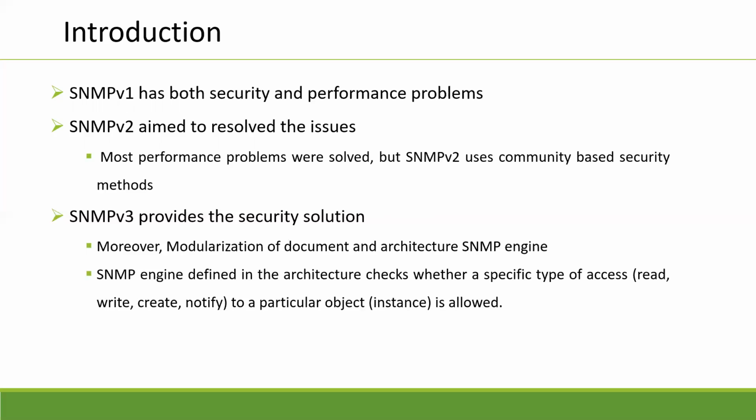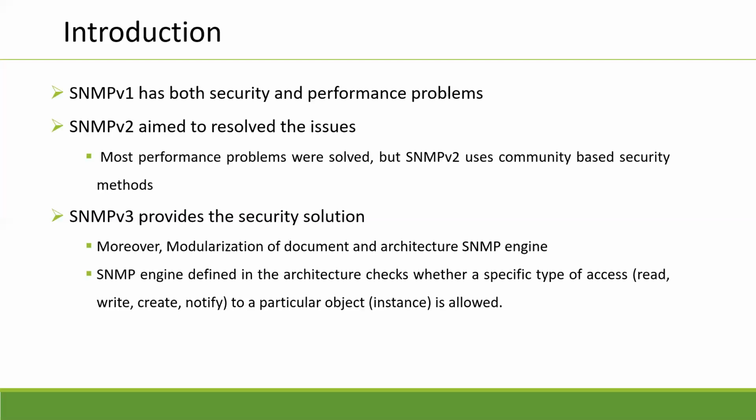It is not sufficient, so we move on and improve the security solution with the help of the third version, SNMP version 3. It provides the security solution. Moreover, there is modularization of documents and architecture, the SNMP engine. The architecture checks whether a specific type of access, that is read, write, create and notify, to a particular object or instance is allowed. That's the difference between v2 and v3.